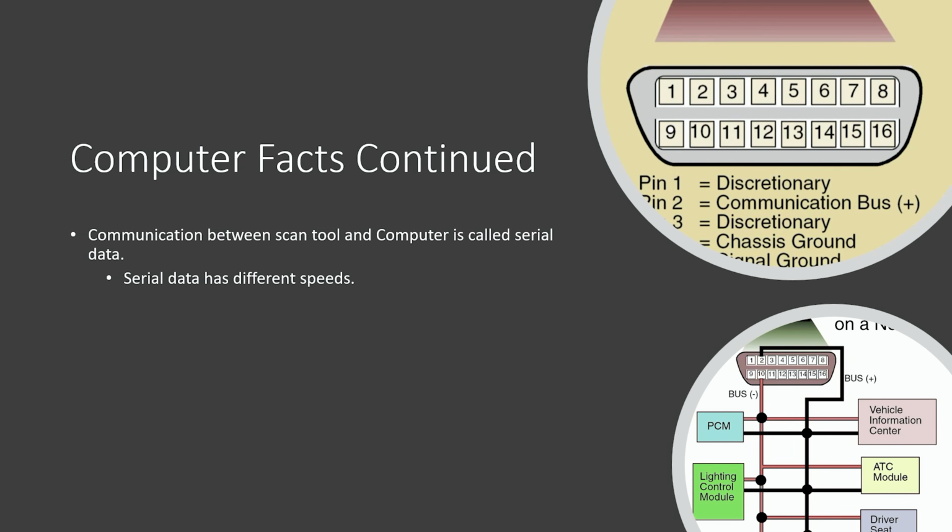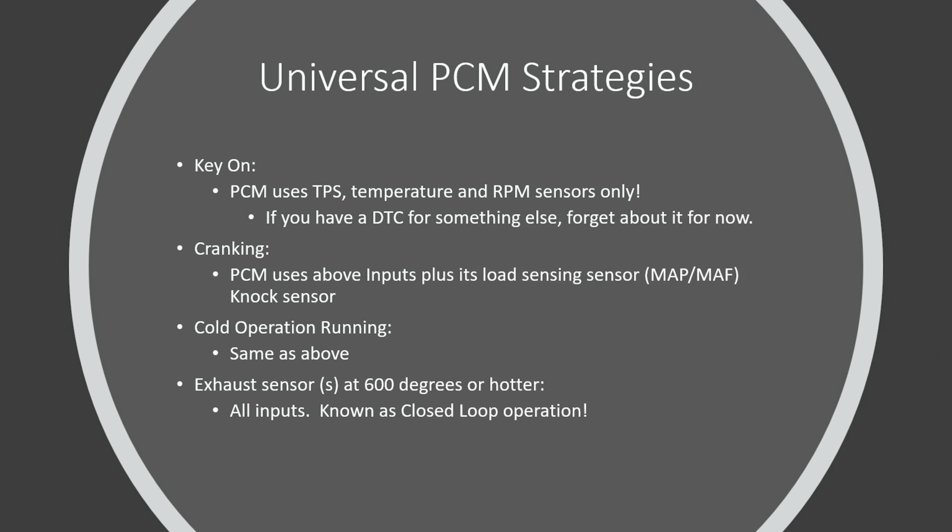So with that being said, we have some other computer control facts, and they are that the computers are all going to talk at different baud rates, so there's many computers on the vehicle. This is all done through the networking. That's going to be another future YouTube video as well. And then we also have some universal PCM strategies, and this is something in my intro classes I always try to get across to all the attendees.